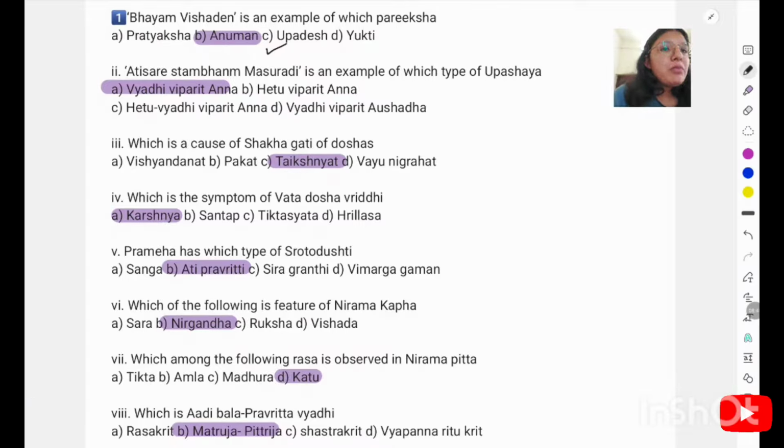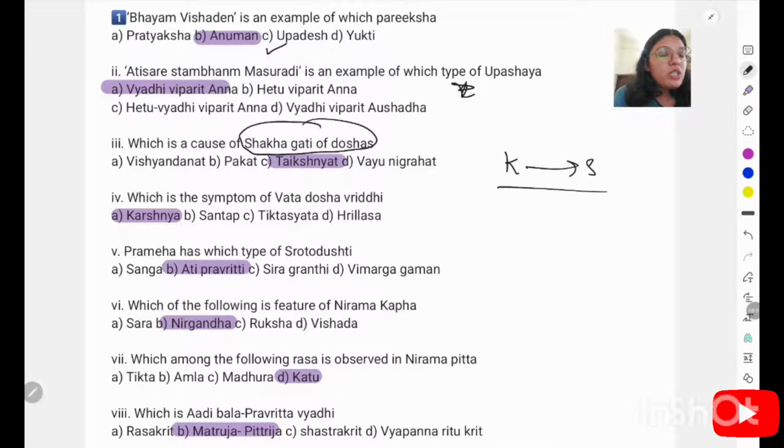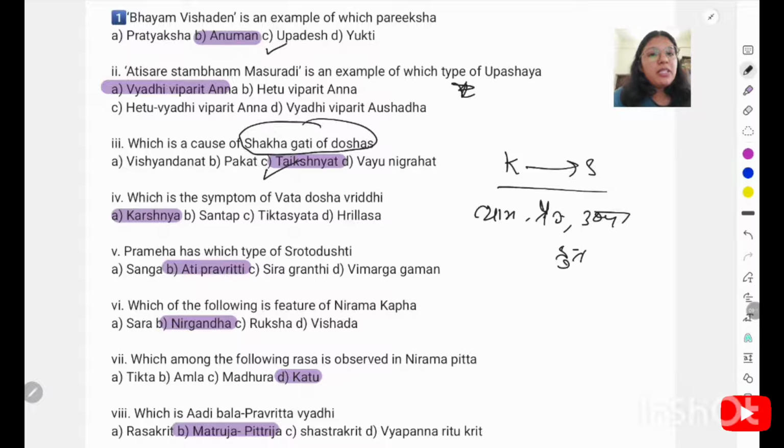Atisara Sambanam Mashurad is an example of again Upshya. You have to study Upshya very nicely. So right answer will be the Vyadhi Vipritam Anna. Then which of the following is the Shakha Gati? Shakha Gati means Koshta to Shakha. So Koshta to Shakha we have Vyayama, Takshanyat, Ushanam Ahit Acharas, or Drutvat Marutasam. So out of this, Takshana will be the right answer.